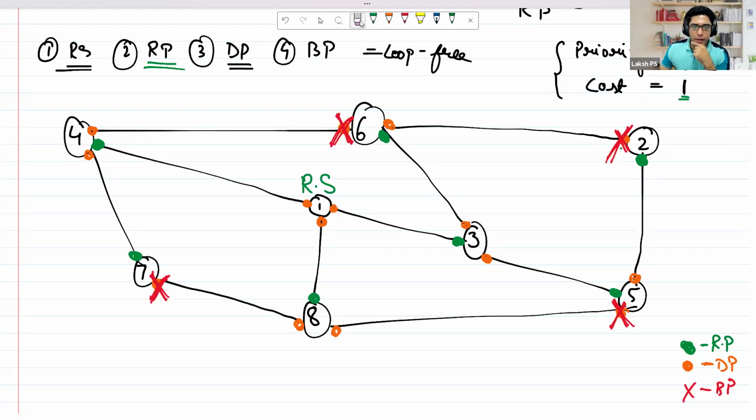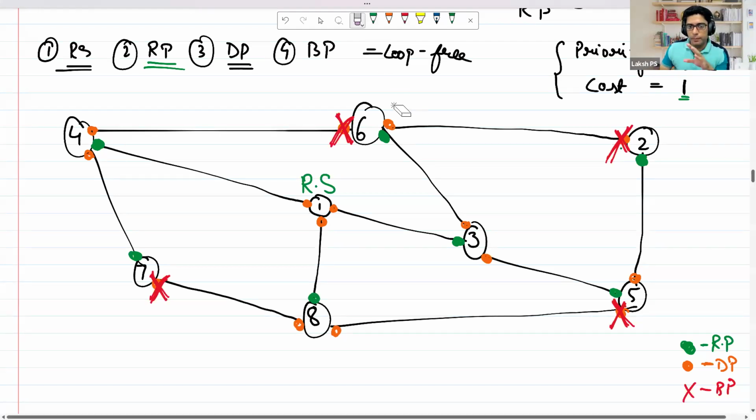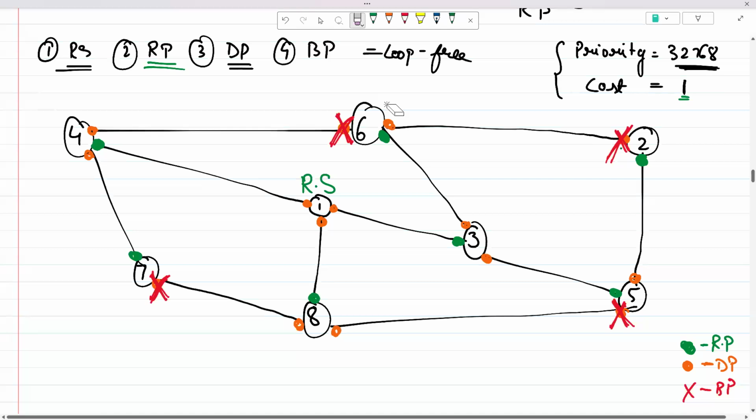Now, before I jump to the conclusion, any problem? Anyone has any problem understanding this block port criteria? It looks very easy now.